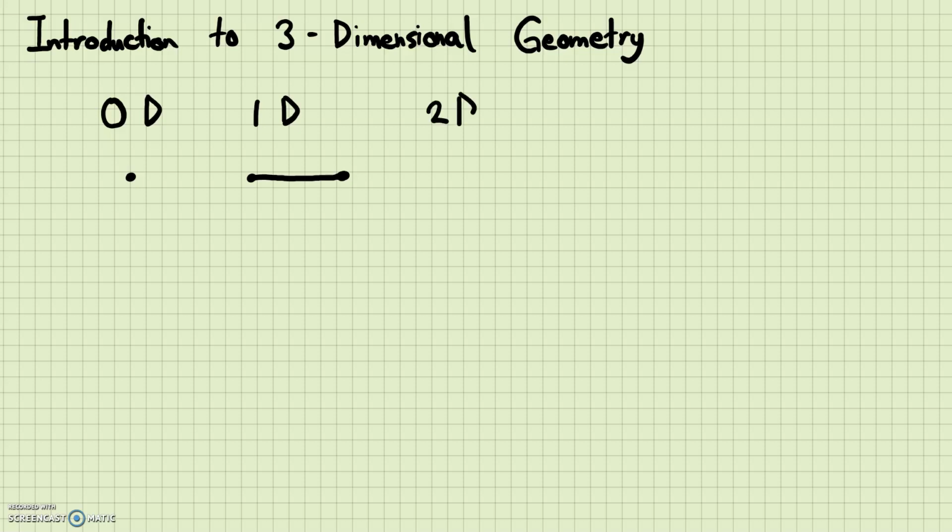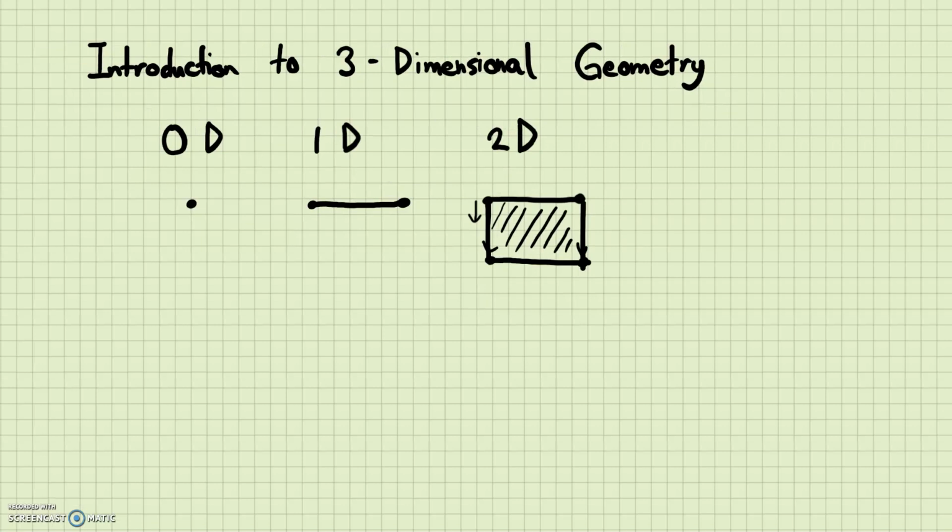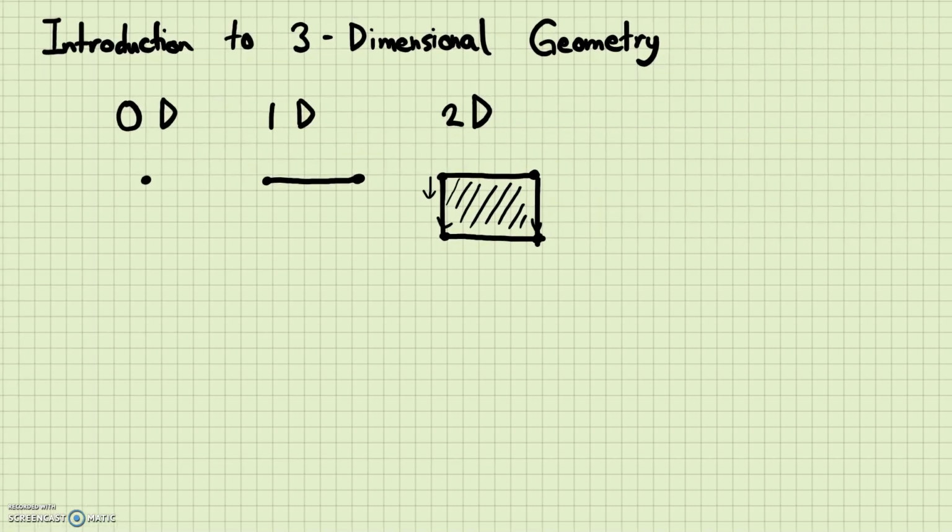Now at two dimensions, we are extending this line. So we have a line, and we are extending this line down this way. So it's going this way, and we get a plane figure. Okay, so at 1 dimension, we can only move back and forth. So we can either move this way or this way. At 2 dimensions, we can now move this way, or we can also move this way and this way.